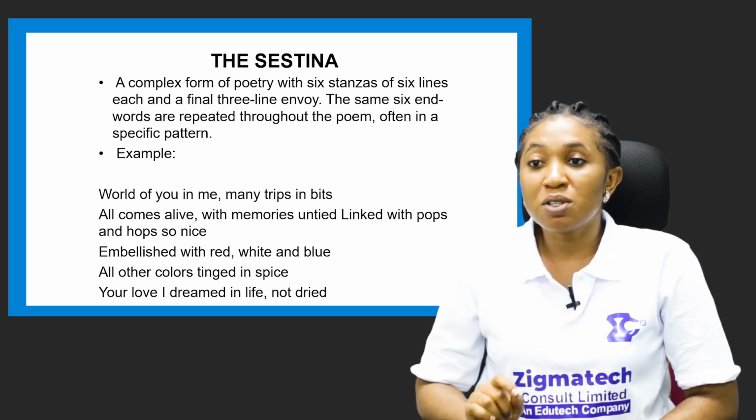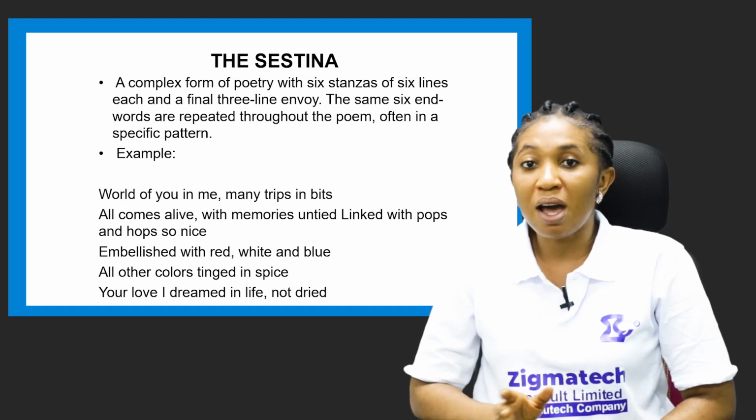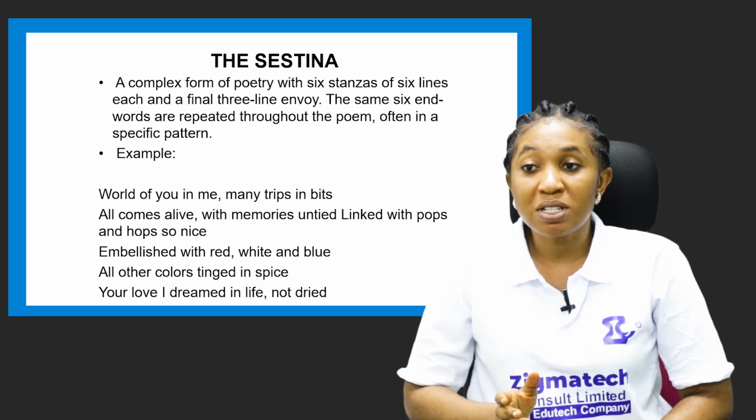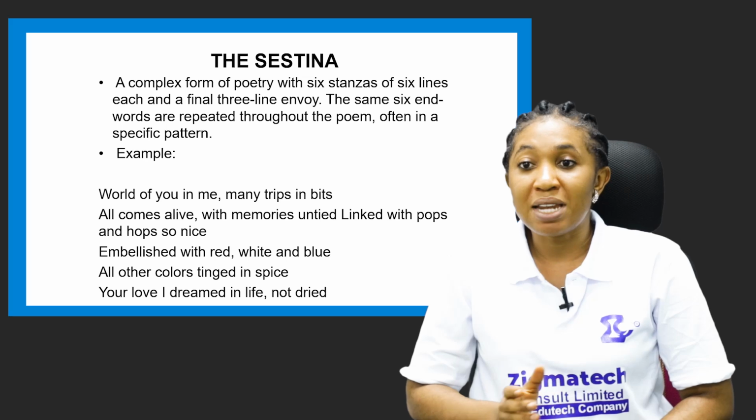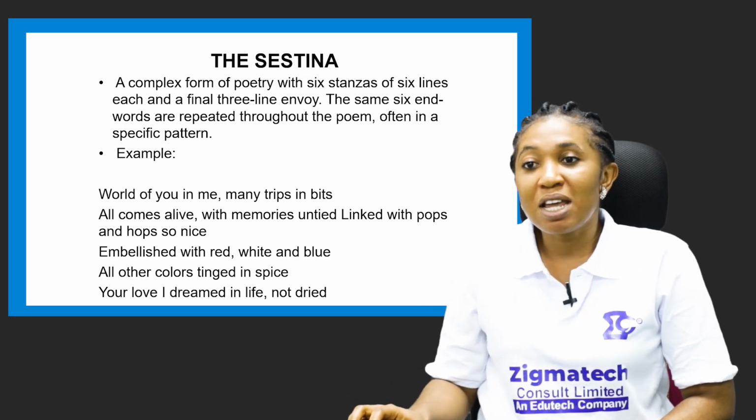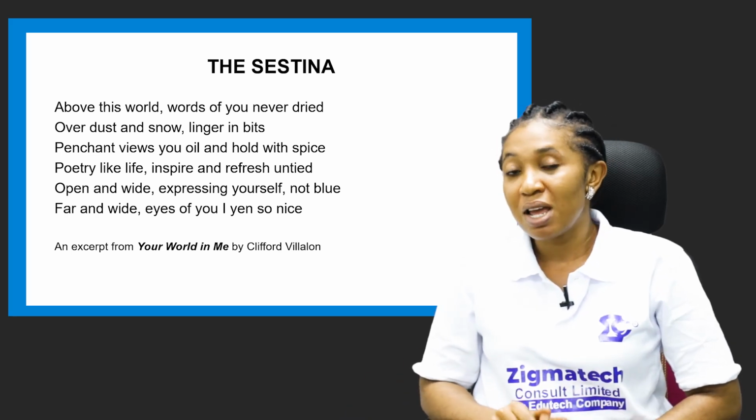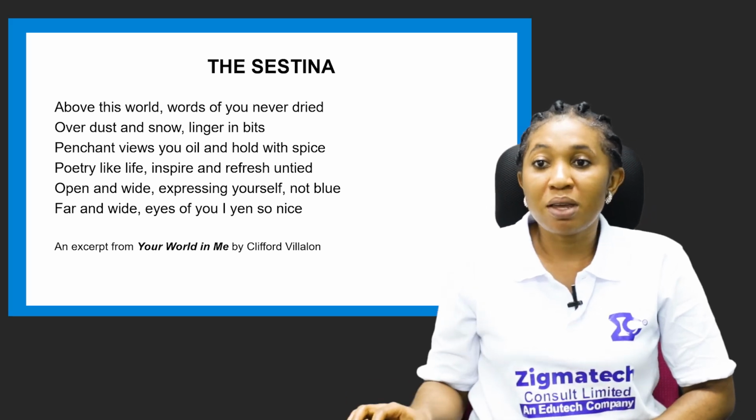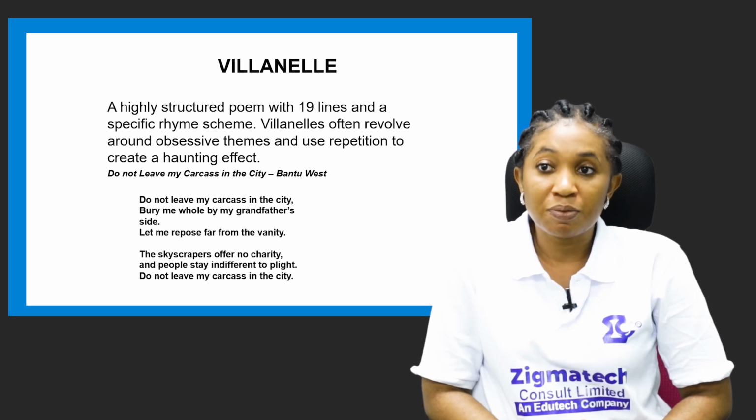If you look at the lines of this poem, you'll see that some words are repeated. For example, in the first line, we have bits. In the first stanza, we have bits, nice, spice, blue, dried. Now, if you go to the second stanza, you'll see that some of these words are also repeated. Now, this is how sestina works. Okay? Now, let's look at the one we call villanelle.